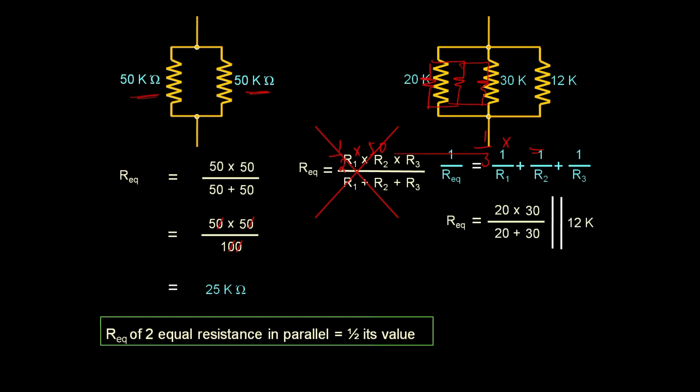And if the circuit is given like this, then first you have to take any two things which are parallel. So if you take 20 and 30 as parallel, first you have to do this. Then with that answer, you have to make it parallel with this 12K. That is how you will generally do it.